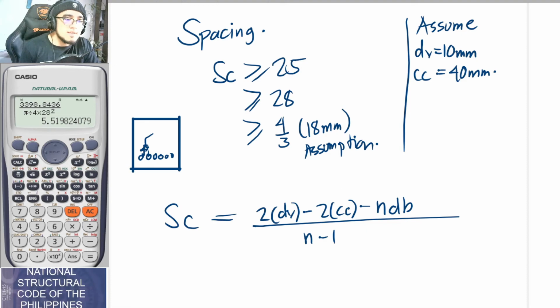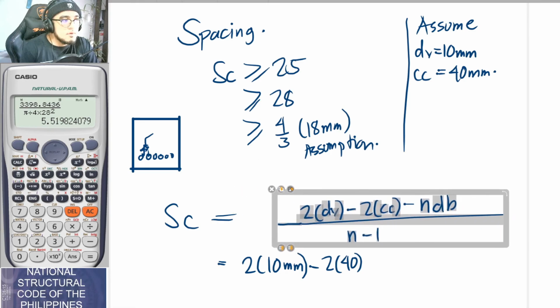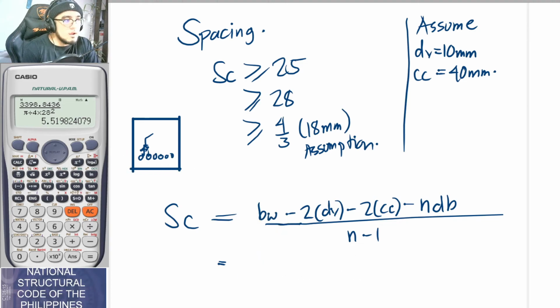So ayun guys, if I am to be doing it this way, substituting known values, so 2 times 10 mm minus 2 times 40. Oops, I'm sorry guys, may kulang pa tayo dito. So BW. So we would be subtracting all of this. So BW minus all of that. So from that guys, nakalimutan ko na. So 300 nga pala ito.